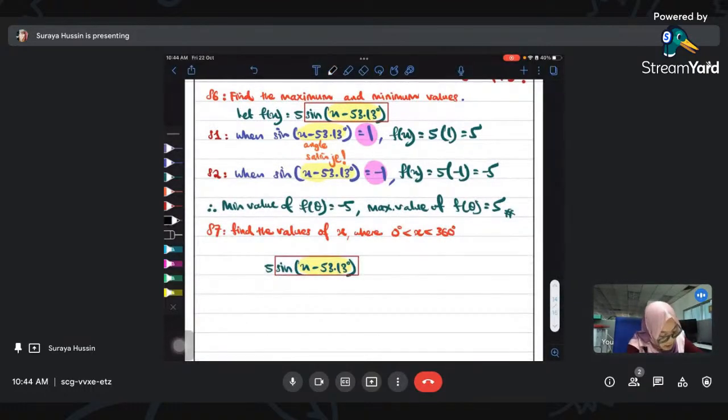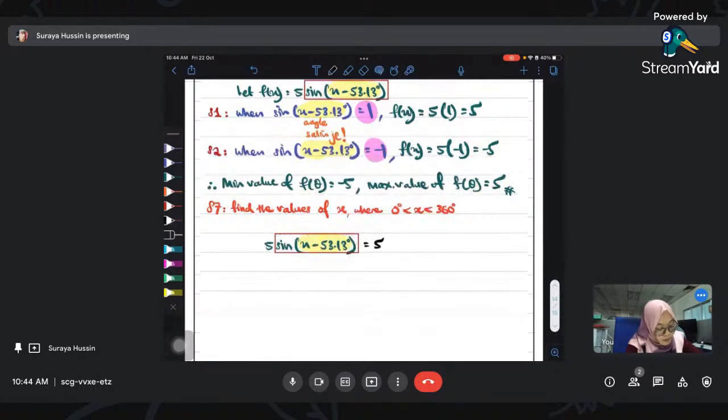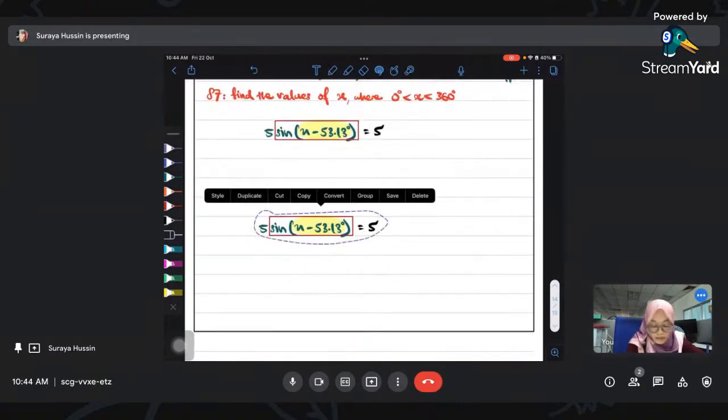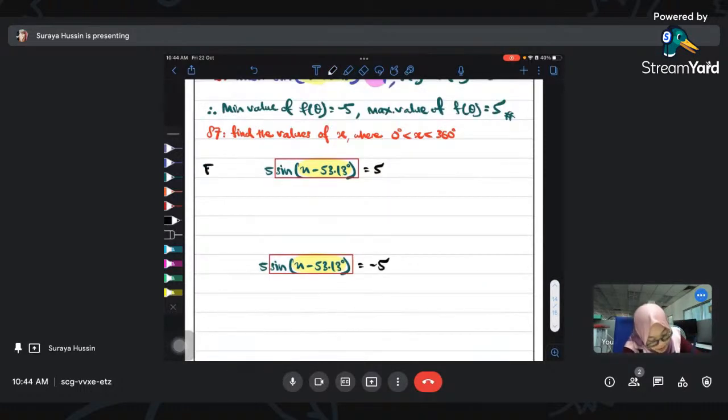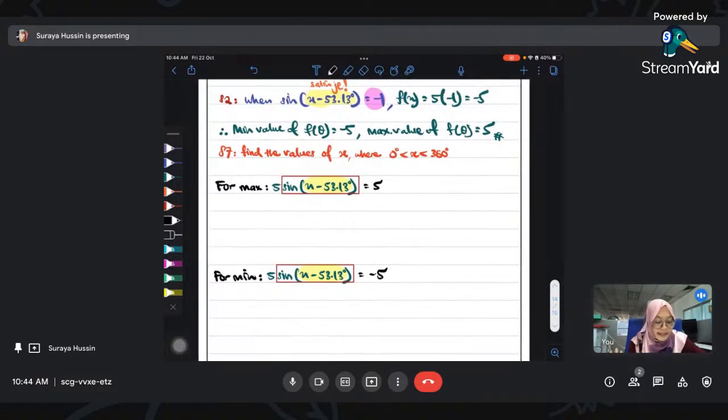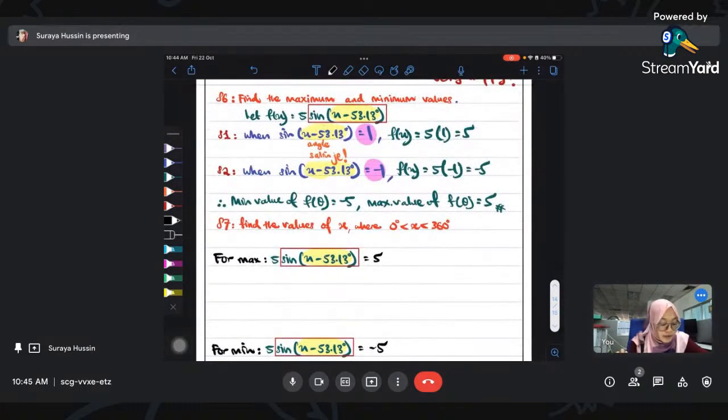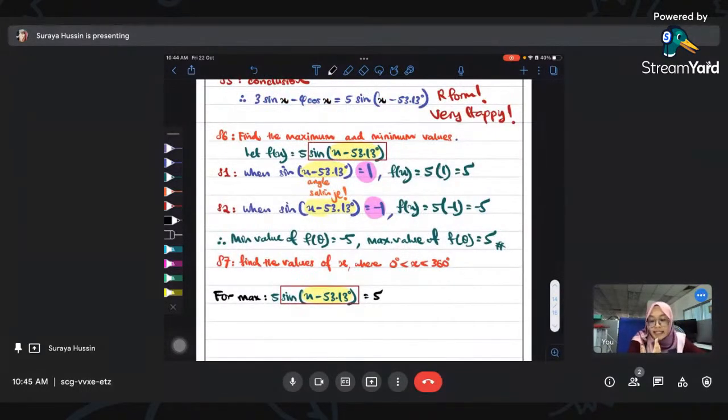Okay, dekat sini kan, you mesti pelik. Miss akan equal it to 5. Miss, kenapa Miss equal it to 5? Sabar dulu. Tengok dulu. Miss, kenapa ni Miss equal it to negative 5? So basically this is for maximum, while this is for minimum. So ini adalah cara untuk mencari the value.